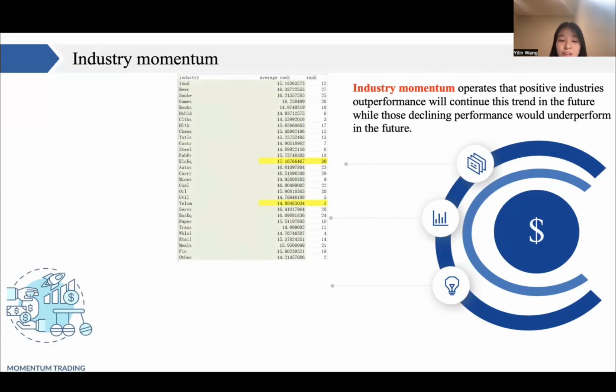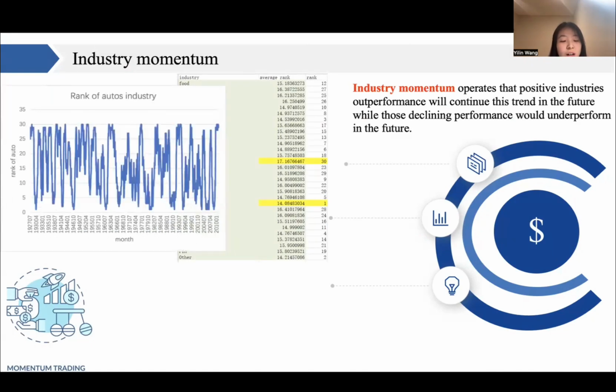Firstly, after calculating and ranking, we find that electricity equipment has the highest average rank, which is 17.17, and telephone communication has the lowest rank, which is 14.08. From the rank of the autos industry, it seems like a dramatic fluctuation.